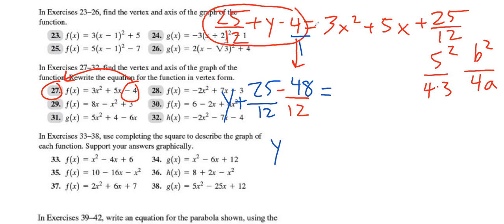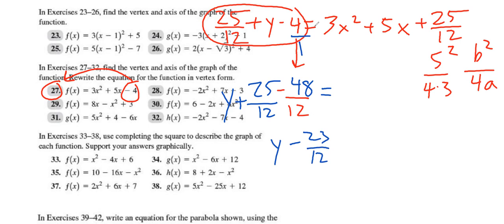25 take away 48. Yeah, you added. You need to subtract. Okay, you have the technology in your hands, or you should be using it somehow. Negative 23 over 12. Yep.